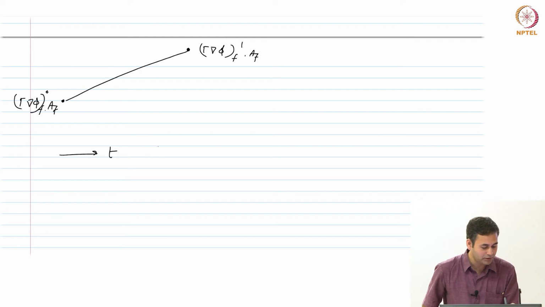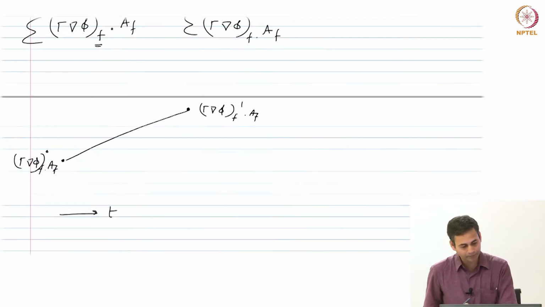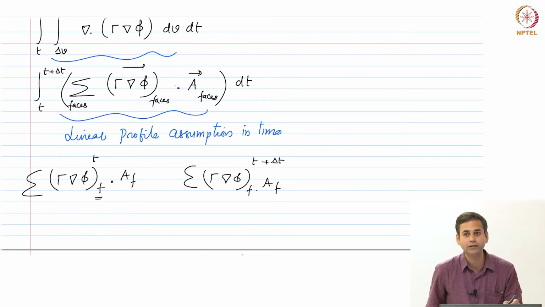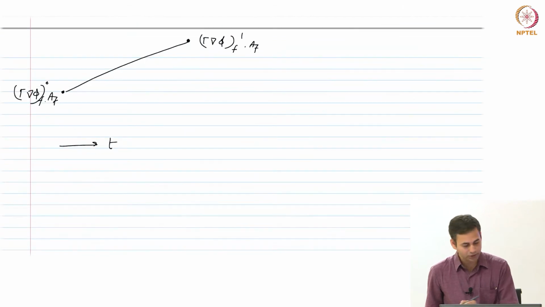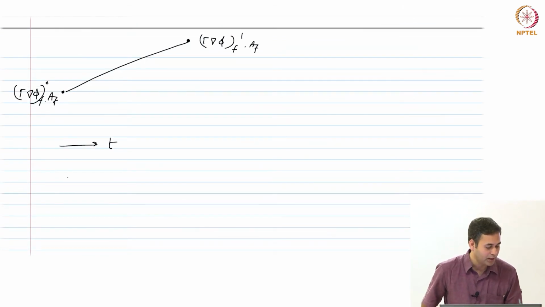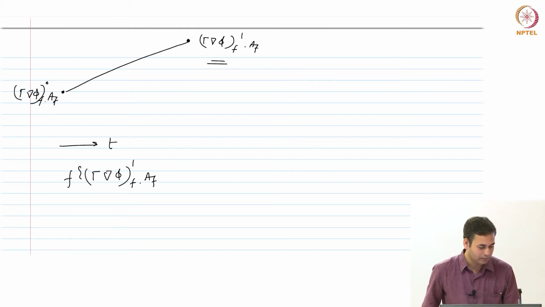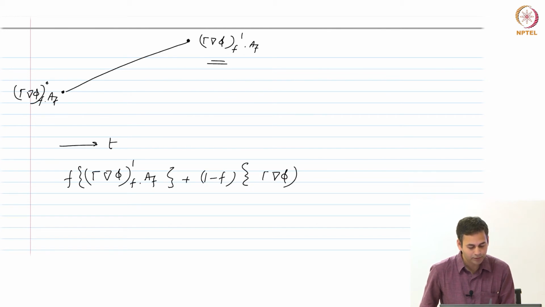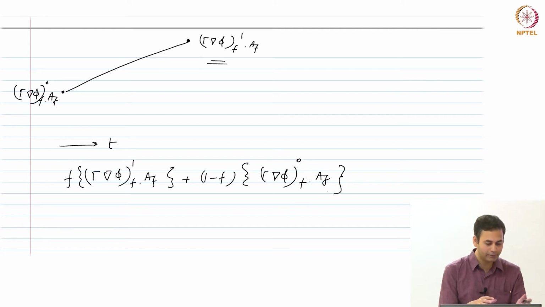So, if we have an interpolation factor f, I can calculate this entire quantity as an interpolated value. That would be how much? Whatever is in the parenthesis would be f times this quantity that we have, that is gamma grad phi 1 f dot af, plus 1 minus f times gamma grad phi 0 f dot af. Of course, the summation is there on all the faces.